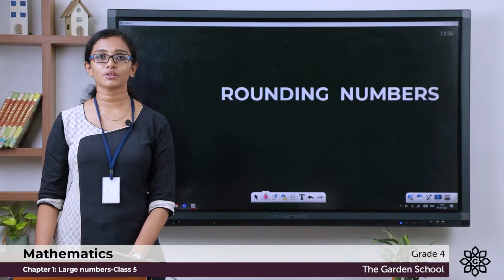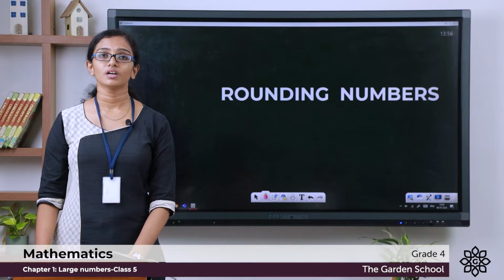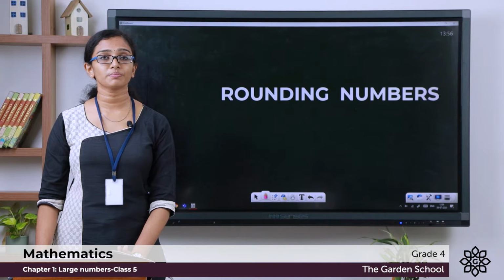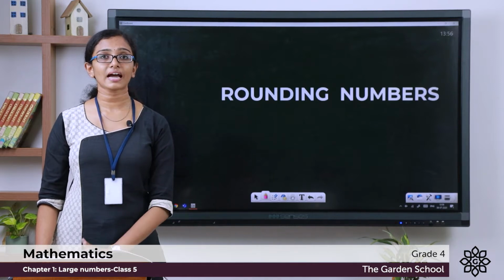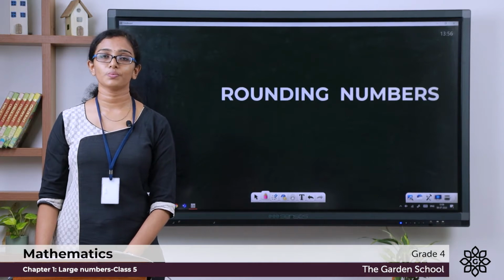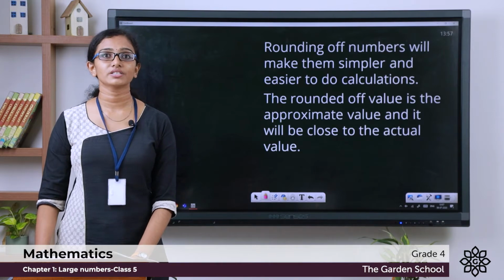So today we will talk about rounding off numbers. What do you mean by rounding off? Suppose one day you went to a wedding and the next day your friend asks you how many guests were present. How will you answer them? You will say there were about, or around, 100 people or 200 people or maybe 500. So you will say an approximate or rounded off number, which is not the actual number. It will be close to the actual number. So this is called rounding off numbers. Rounding off numbers will make them simpler and easier to work with.